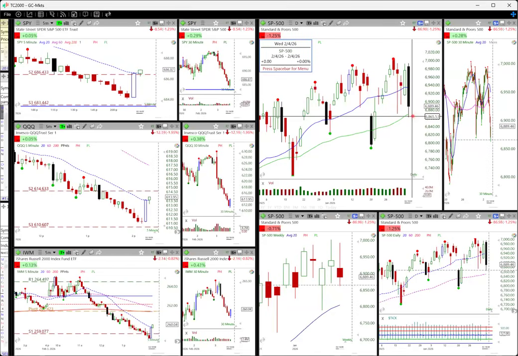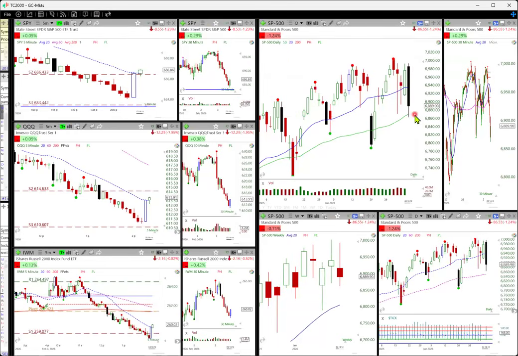Institutions are looking at that 50 MA. It's a simple MA, not an exponential. And look, whether it's institutions, hedge funds, or day traders, the reason we look at certain moving averages, like a 50 simple moving average, is we don't try and get cute with Fibonaccis or exponentials. We want to look at what everybody else is looking at, because it's a self-fulfilling prophecy.